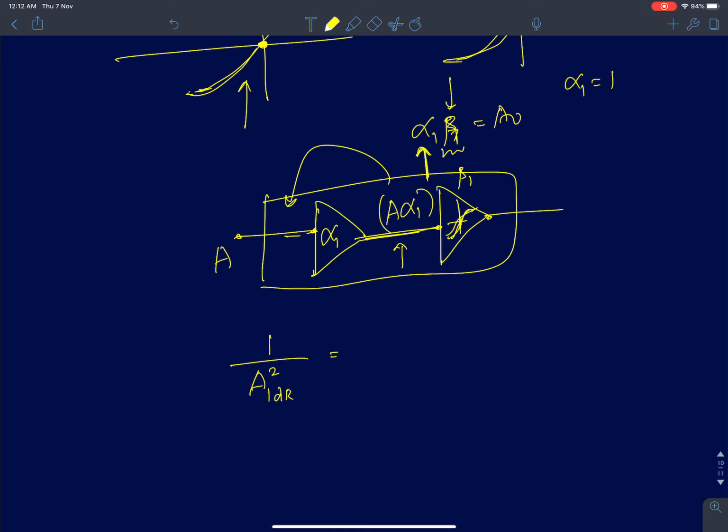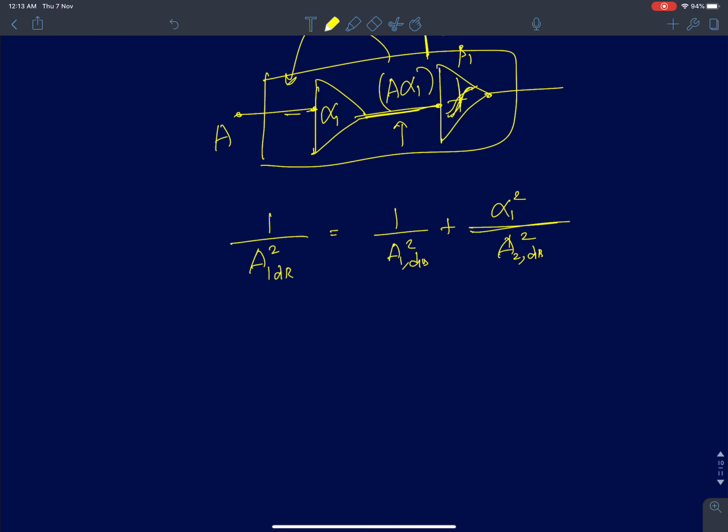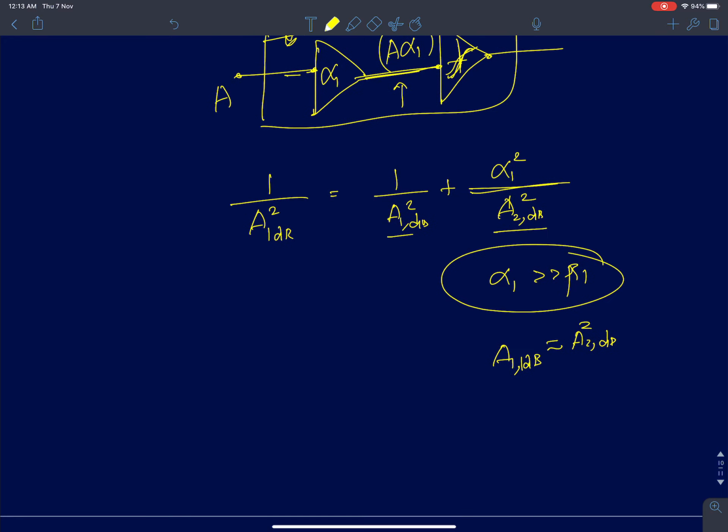The 1 dB compression point should be equal to 1 by the first stage compression point square plus alpha 1 square by A2. Okay, I'm sorry. So let's assume that alpha 1 is much greater than beta 1, and both the stages have approximately the same compression points. The first stage 1 dB compression point is very similar to the second stage's compression point. Then we will try to see what happens in this result.